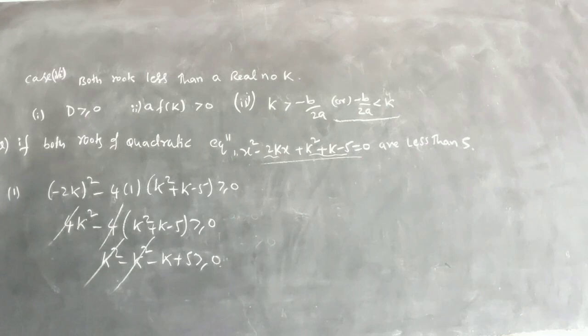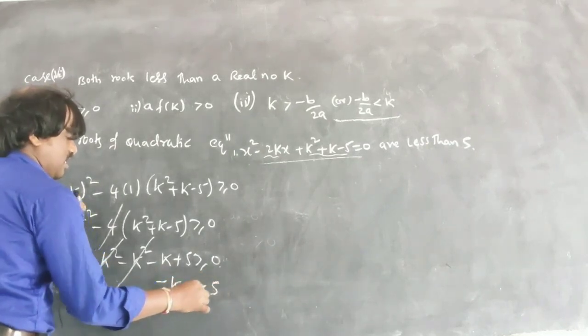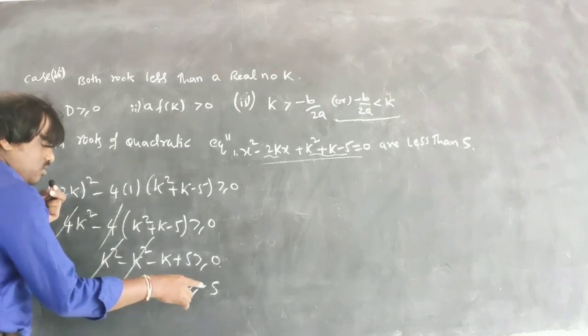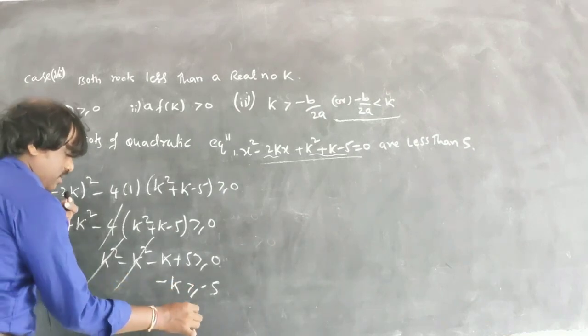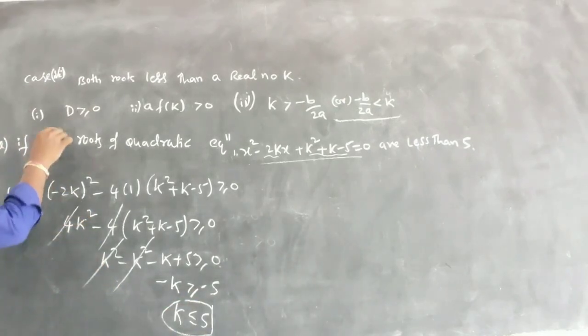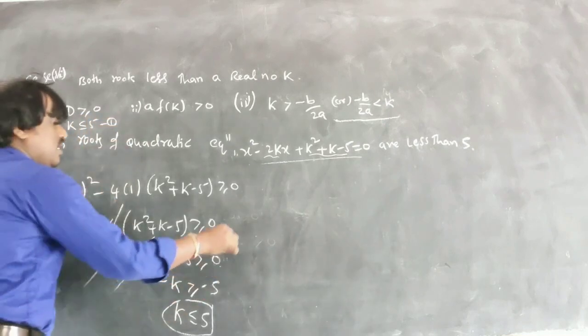See that k square minus k plus 5 is greater than or equal to 0. This is cancelled out. So what I am going to get here is minus k greater than or equal to minus 5. But when you have minus, you have to multiply with a minus symbol. When you multiply with a negative number, the inequality changes. So k less than or equal to 5 is the first case I got. Let us go for case number 2.